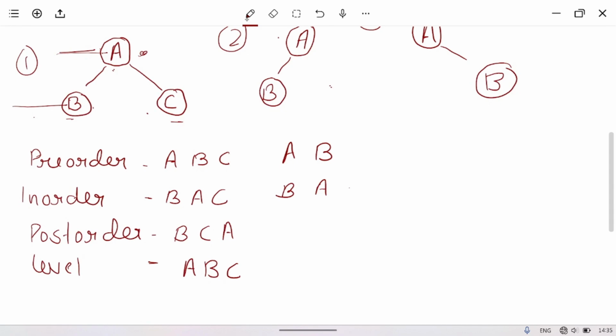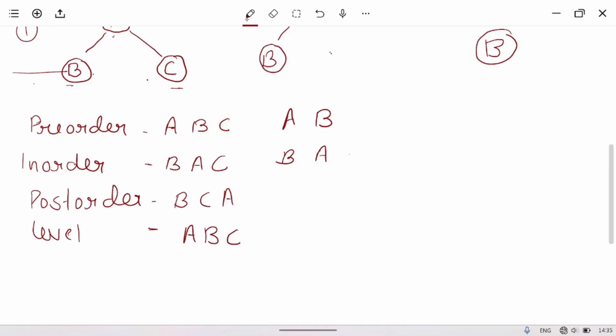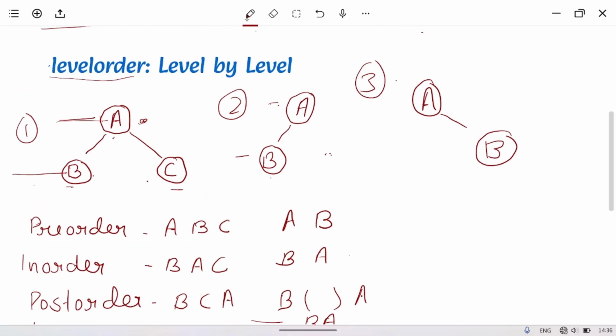Next is post-order traversal: left, right and visit node. Left B, right nothing, so keep it empty, then visit node A. So it is B A. Then again perform level order traversal: first this level, then the next level, A B. This is the traversal for this type of tree.